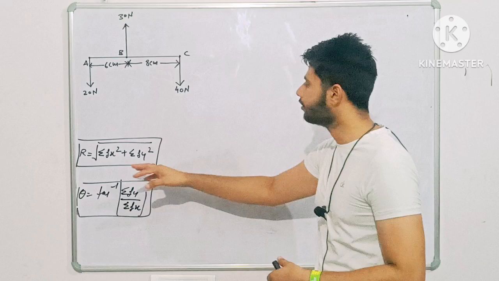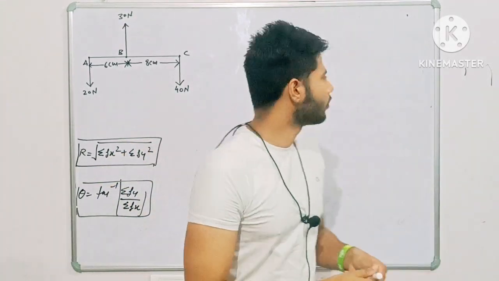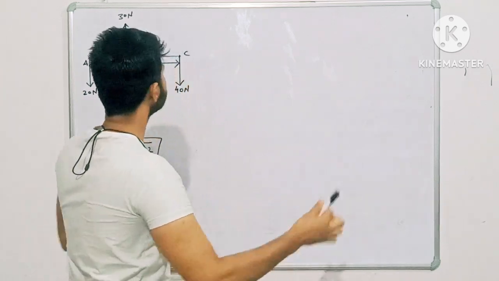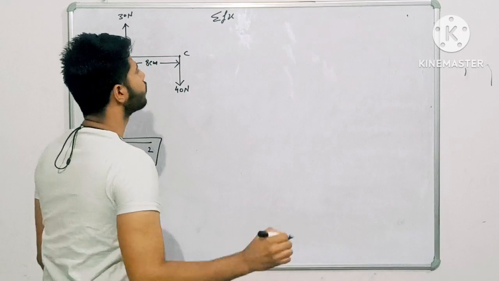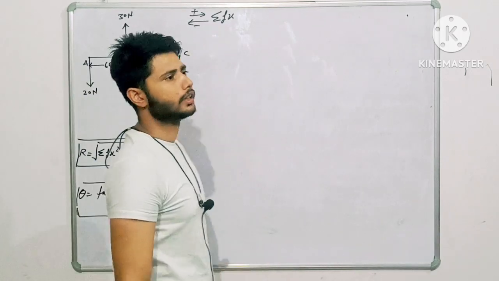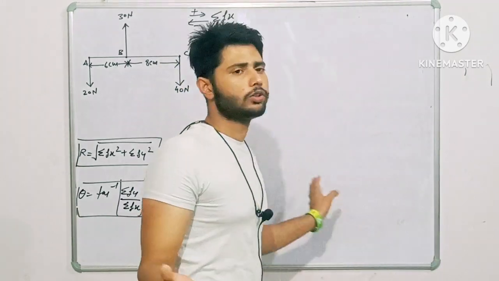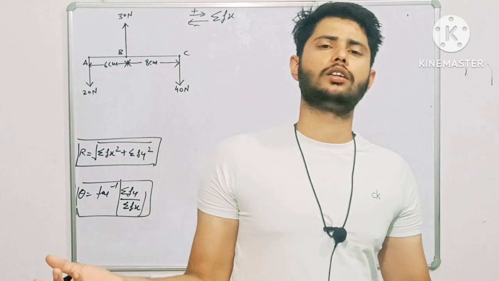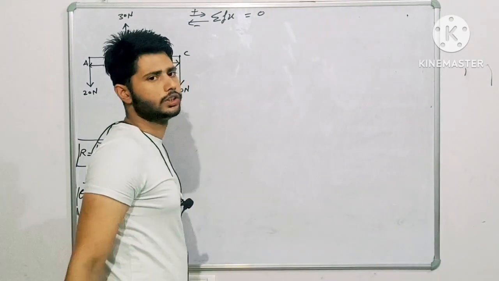Then come next. We have to do first the summation of Fx, according to our resultant formula. Those forces going in the right side direction, you have to take plus, and in the left side direction we have to take minus. Because horizontal force is not available here, our summation of F of x is equal to 0.